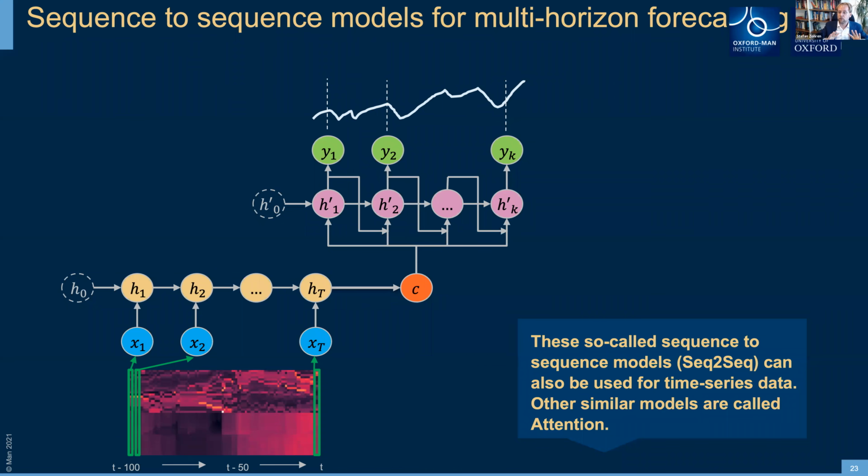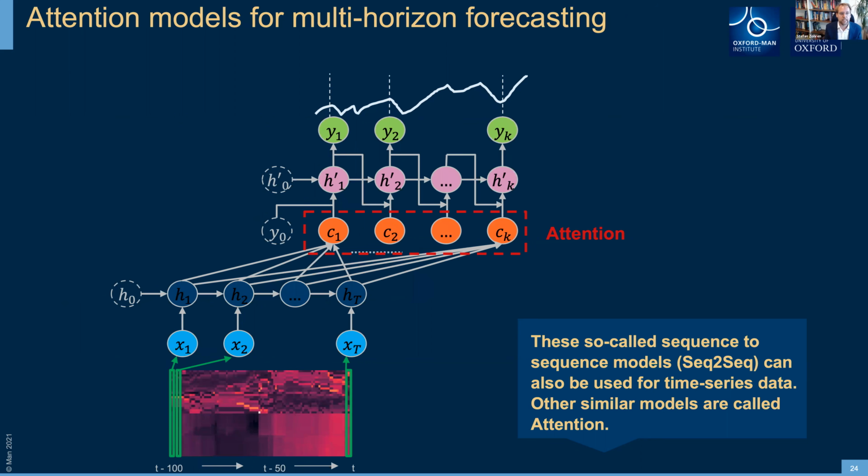The model is now forced to learn some meaningful representation of this sequence to be able to make its prediction. And then I go step by step and make my prediction of future price moves. So this is what is known as the sequence to sequence models. And this is another technique as well, which is called attention, which is somewhat similar. And I have a picture of attention here as well.